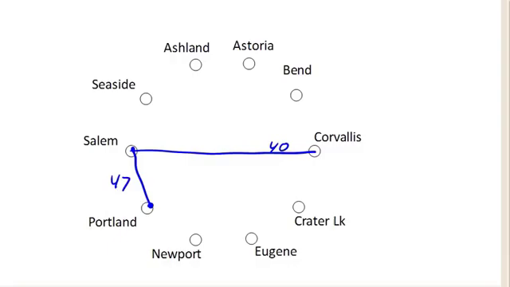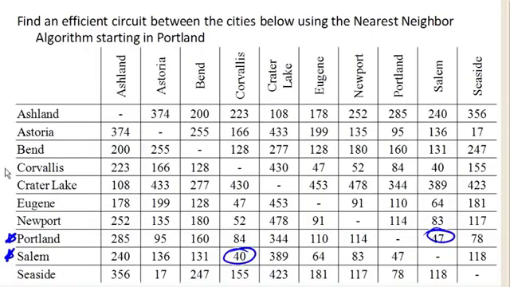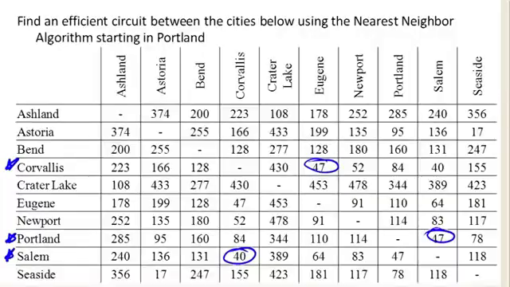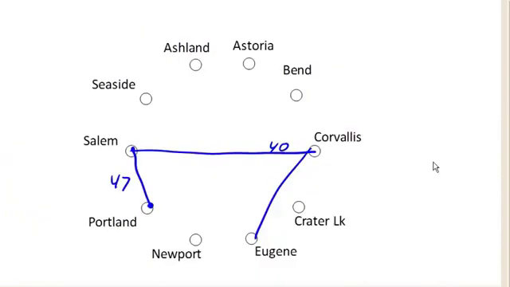So now we're in Corvallis. From Corvallis, where do I want to go next? I'd really love to go to, wait, we just came from Salem, never mind. I'd really love to go to Eugene, because Eugene is next closest. So from Corvallis, we're going to go to Eugene, which is 47. Yes, 47. Okay, so now we are in Eugene.